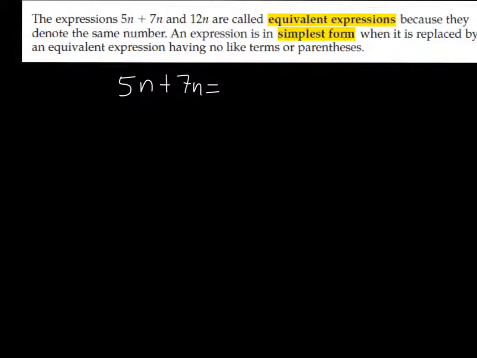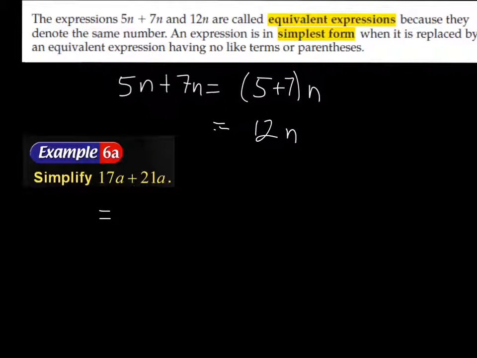The expressions 5n plus 7n and 12n are called equivalent expressions because they denote the same number. An expression is in simplest form when it is replaced by an equivalent expression having no like terms or parentheses. And we can kind of use the distributive property in reverse, kind of undistribute here to show why that works. So if we take the n out of both terms, we would have 5 plus 7 times n, and we know, of course, 5 plus 7 is 12. So 5n plus 7n is equivalent to 12n.